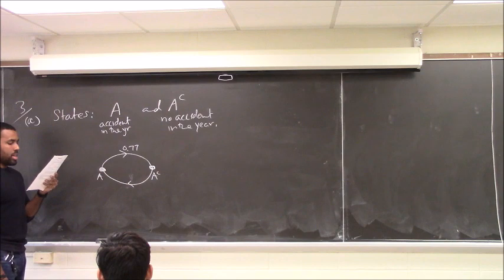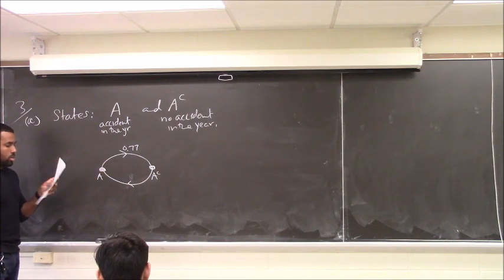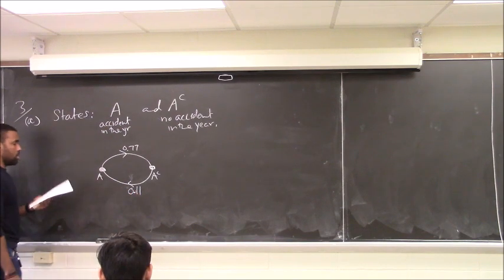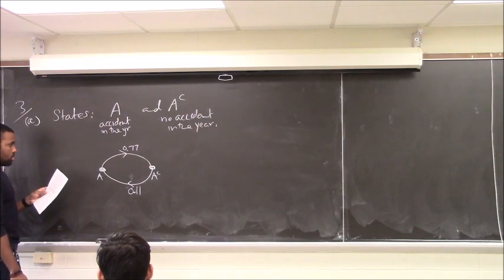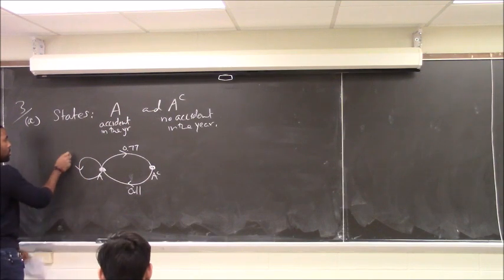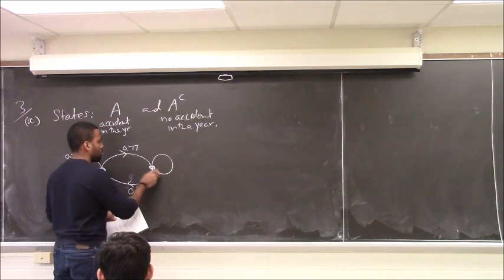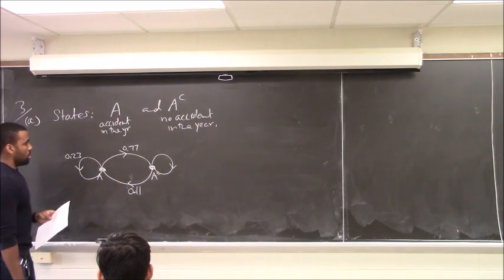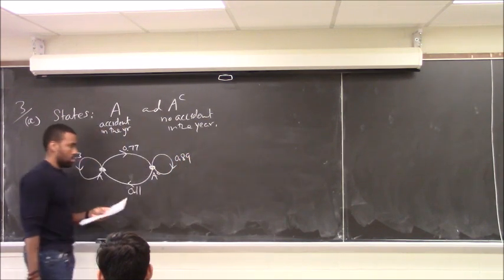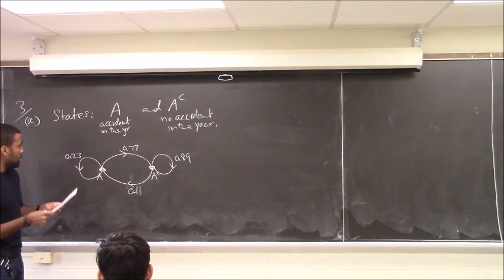Again, they did not have an accident 1 year, but they moved into a state of having an accident the following year. 0.11. Then, a circle from AC to itself. 0.23. Circle from AC to itself should be 0.89. Yep. So that actually summarizes the stats that we have here.